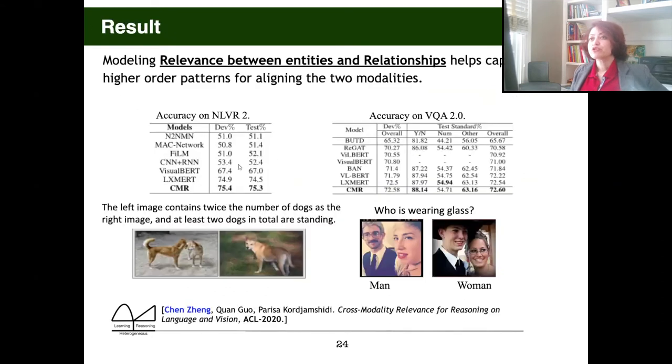And this approach was pretty good because it helped to surpass the state of the art on visual question answering, like the VQA version 2 dataset, which is a famous one. We also have other datasets where it's not questions, but a piece of text describing an image, and the model should say whether this description applies to the image or not. So the results of this study showed that modeling the relevance between entities and the relevance between relationships in the modalities could help deep learning capture higher order patterns from the data.